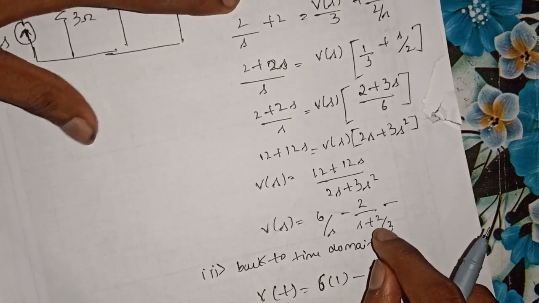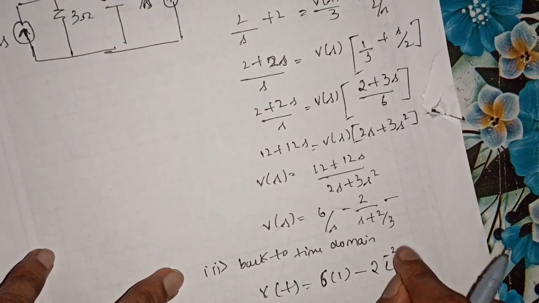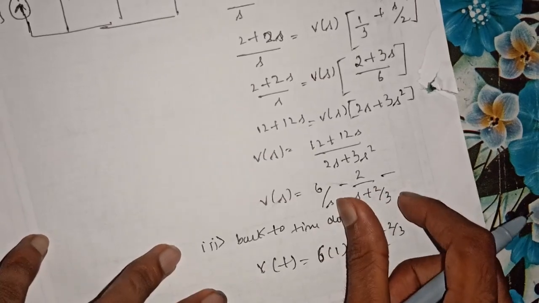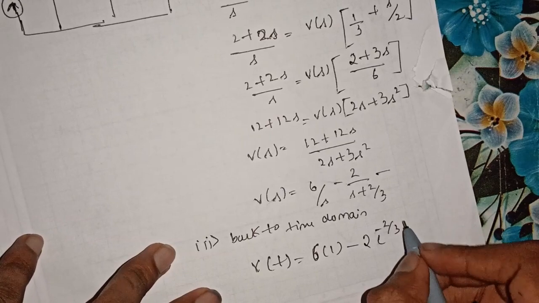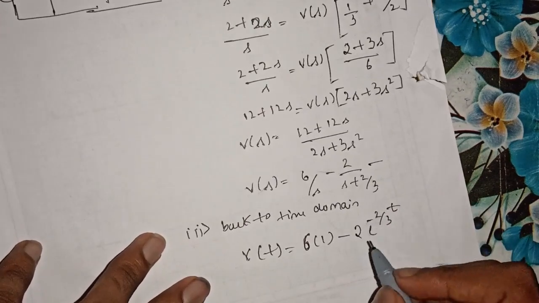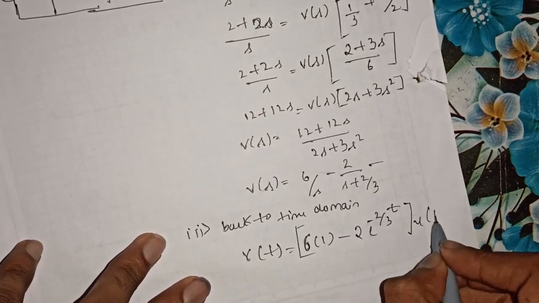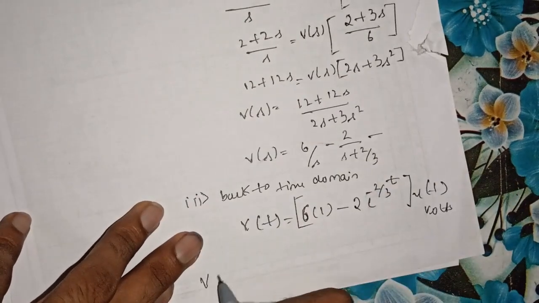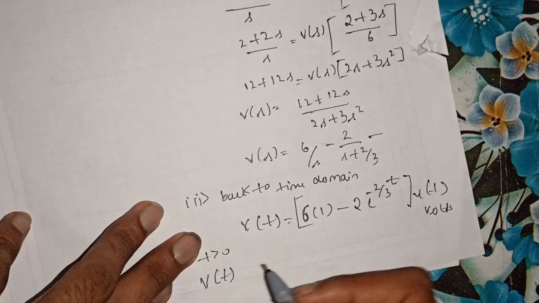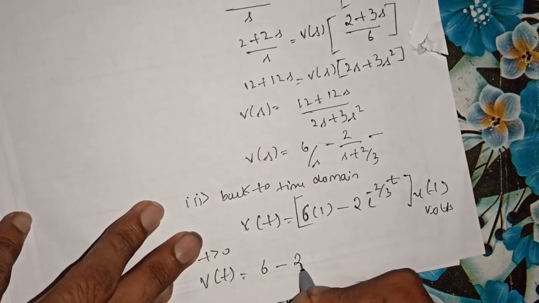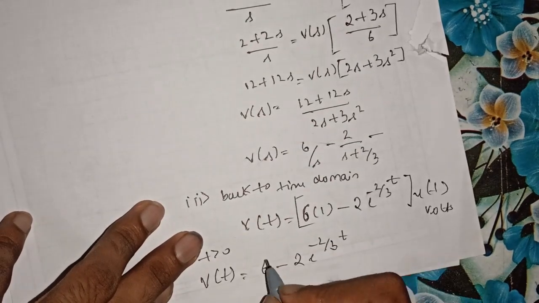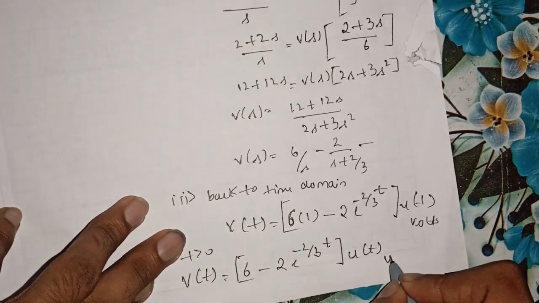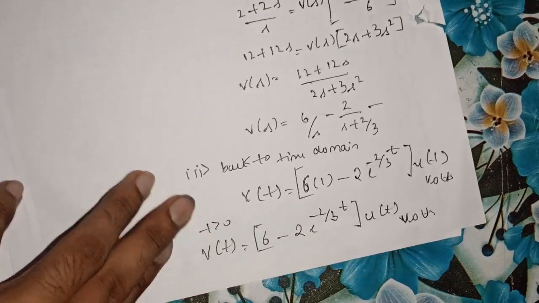Since it is of the form e power minus 2 by 3, what is the Laplace transformation of e power minus 2 by 3 t? It is 1 over s plus 2 by 3. So inverse Laplace of 1 over s plus 2 by 3 is simply e power of minus 2 by 3 into t, which is u of t volts. So thereby your voltage for time t greater than 0 is equal to 6 minus 2 into e power of minus 2 by 3 t, times u of t, where u of t is basically the unit step function, in volts.